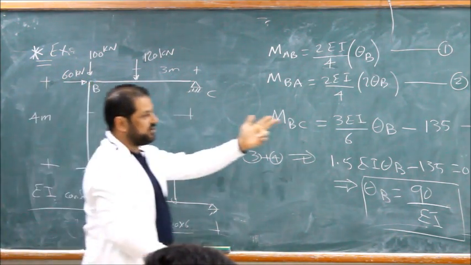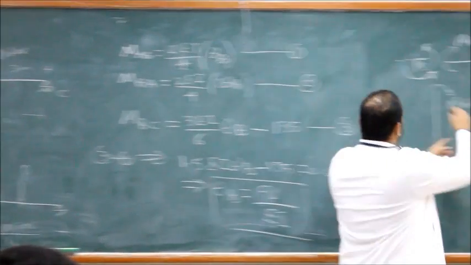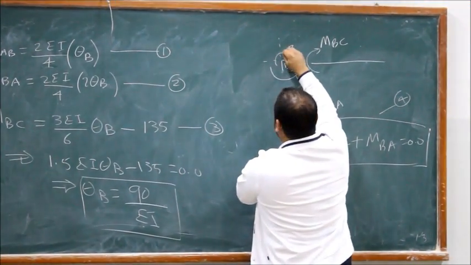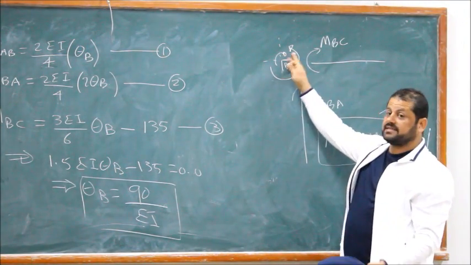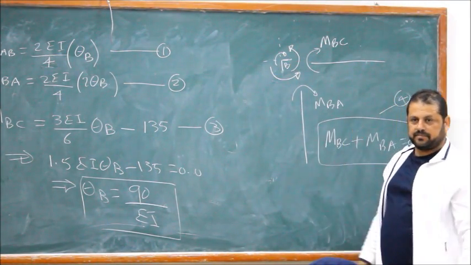Now when you write the compatibility, you will have this. If it's like this, then this plus this minus this equals 0.